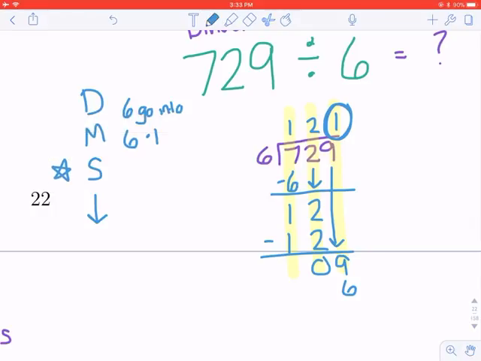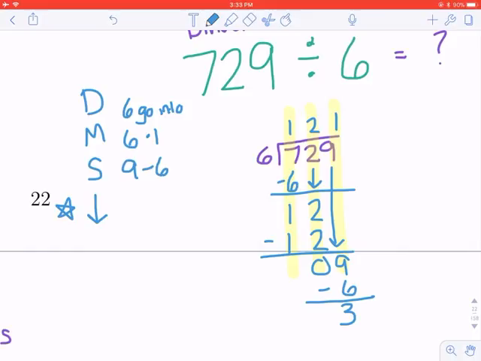Now I'm on to the subtraction step, and I'm going to be doing 9 minus 6. 9 minus 6 is 3. I know I need to bring down, but there's nothing left to bring down. So here's what I'm going to do.